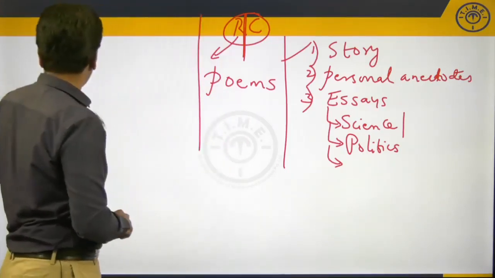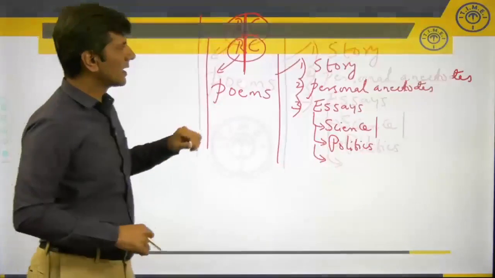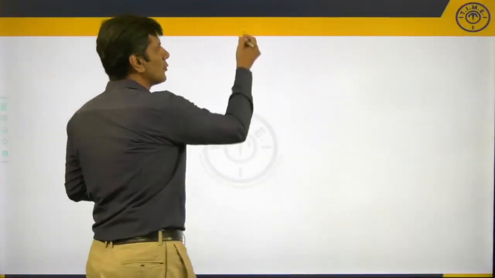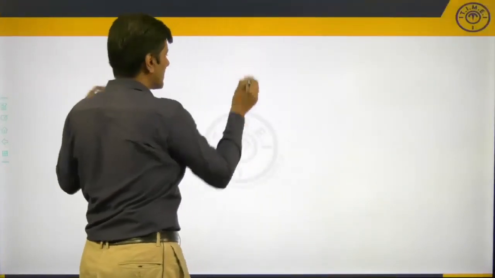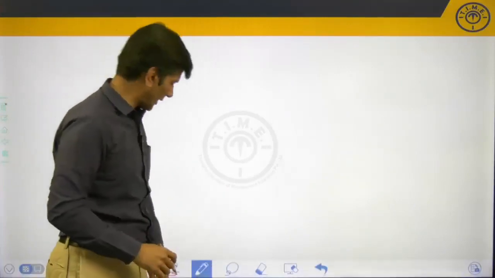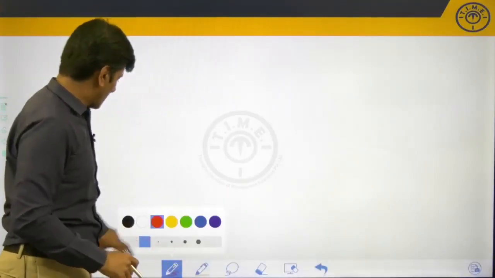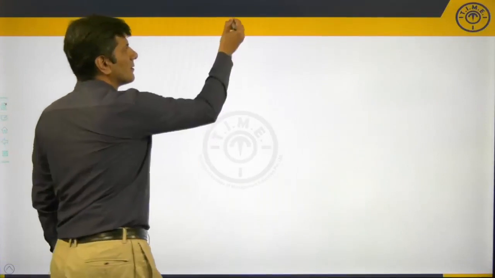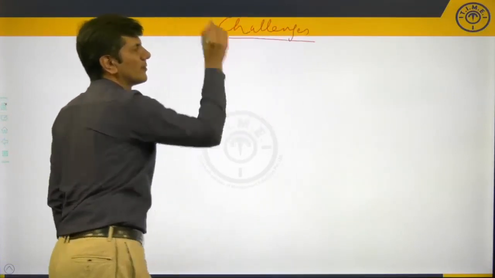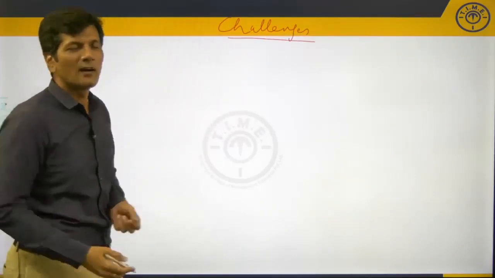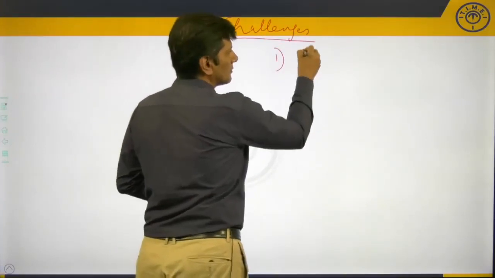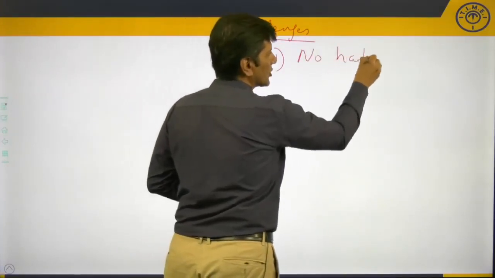Now, given these as the basics, let's take a look at what usually are the challenges that we have as readers of different contexts. The usual challenges that students face when we are reading are, let's say, one, I don't have a habit. So, no habit is one challenge that we have.